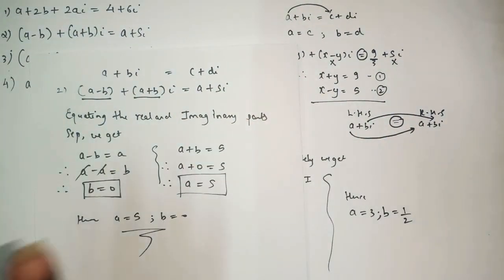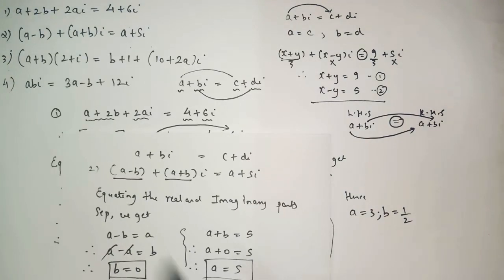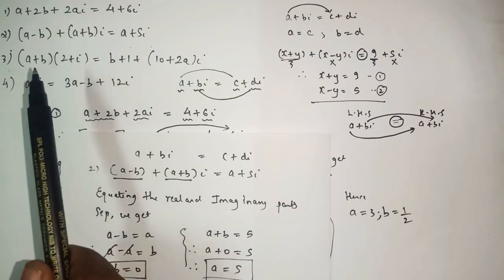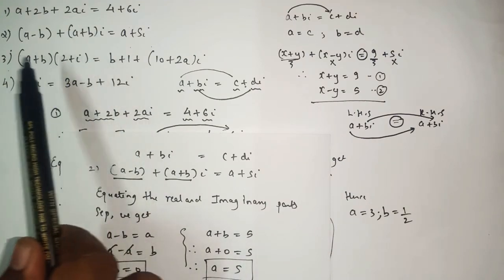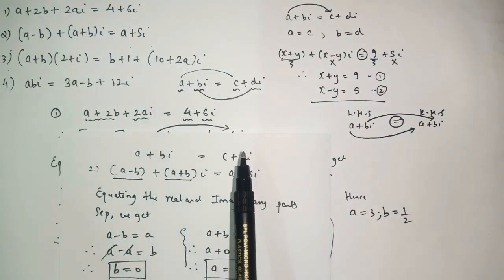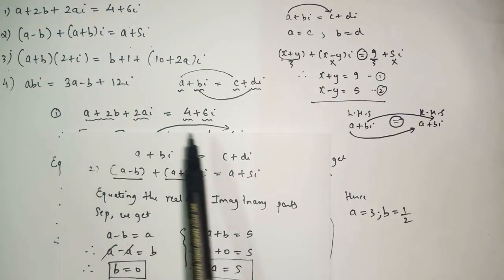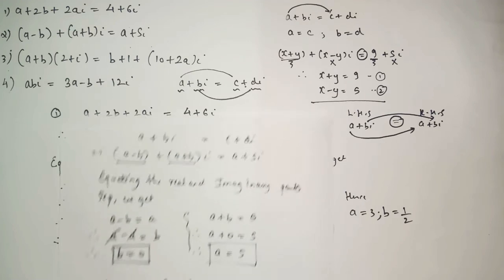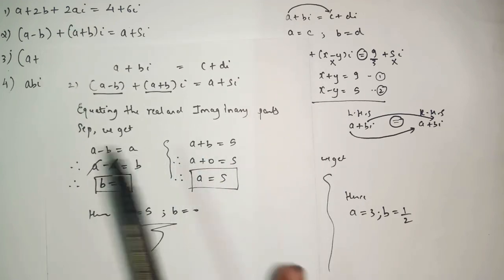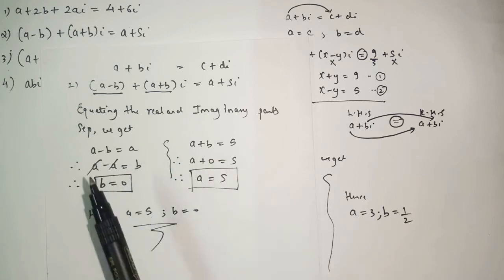The fundamental trick is very simple. Whatever the condition there is in the question, convert the left hand side part in the form of a plus bi and the right hand side part in the form of c plus di. Compare the left hand side and right hand side real part and the imaginary part, where you will get some equation. Okay, where you will get the answer.